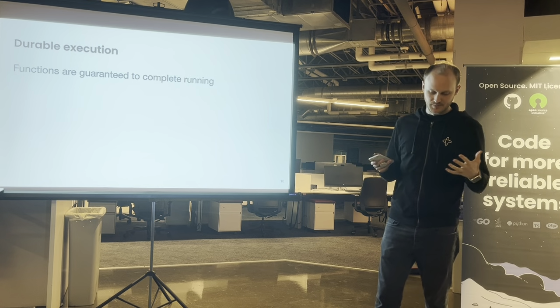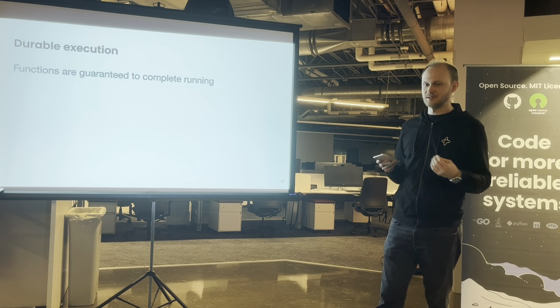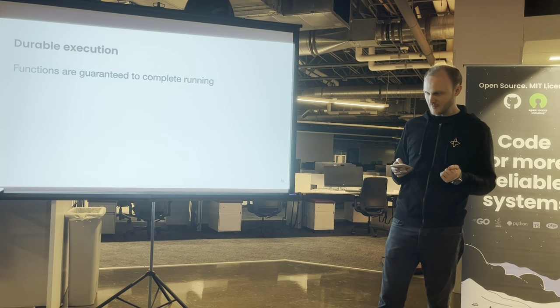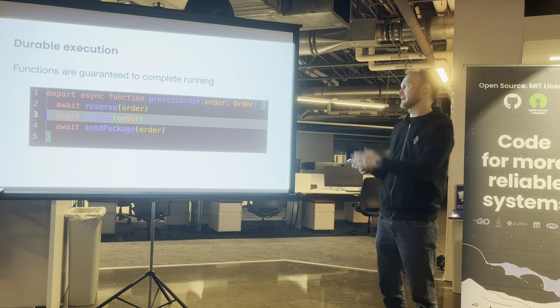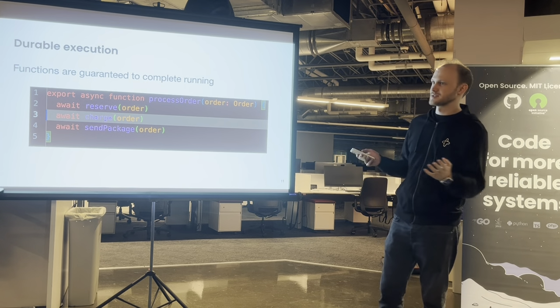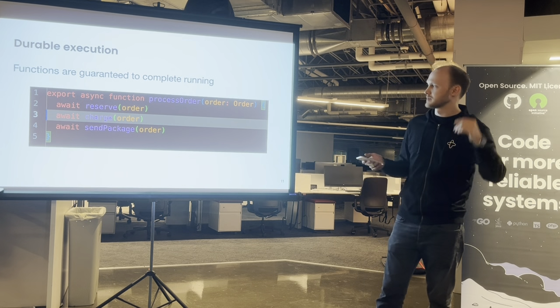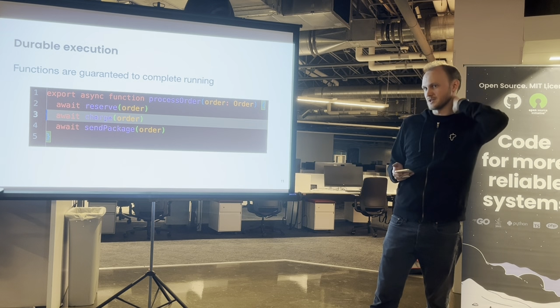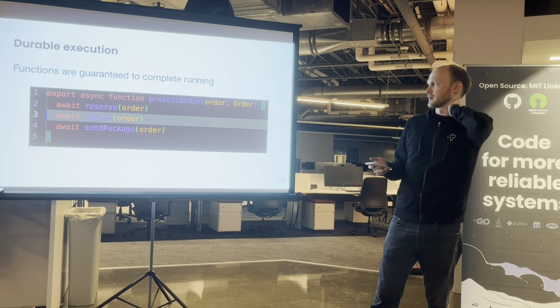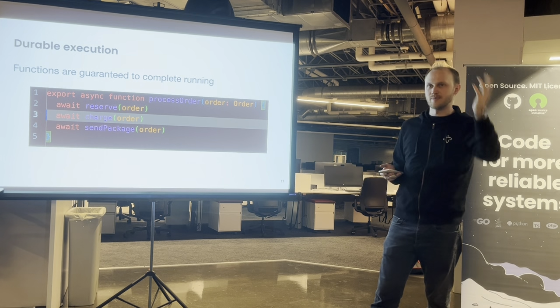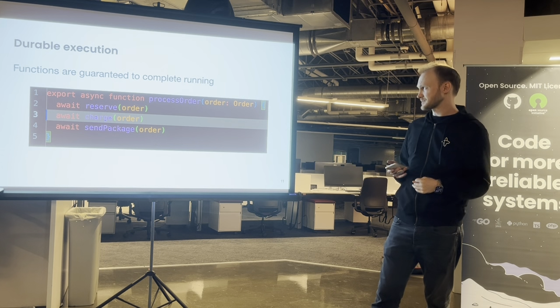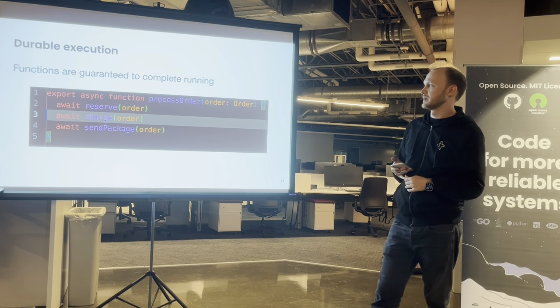So durable execution provides functions that are guaranteed to complete running. Let's say we have this processOrder function, and it has 3 steps. First, we talk to the inventory service and we reserve the inventory, the product that's being ordered. The second step is we charge the user for the order, and then we send a package with the fulfillment service.